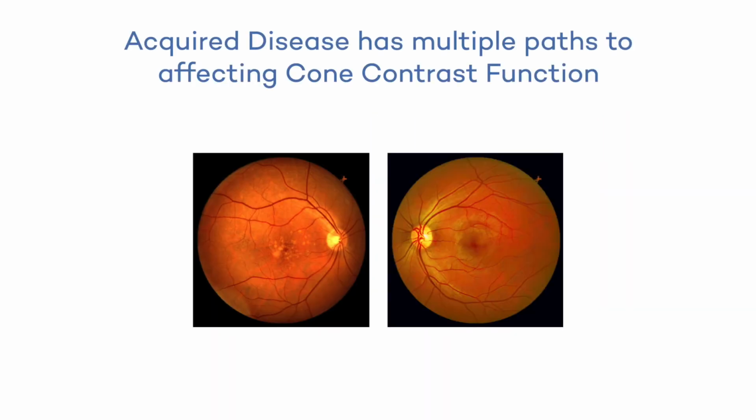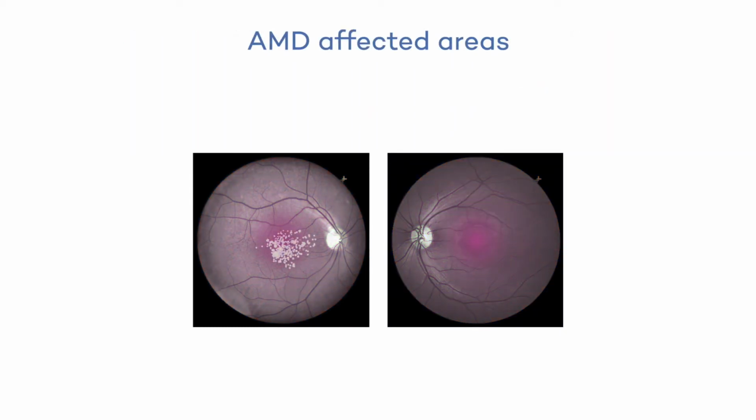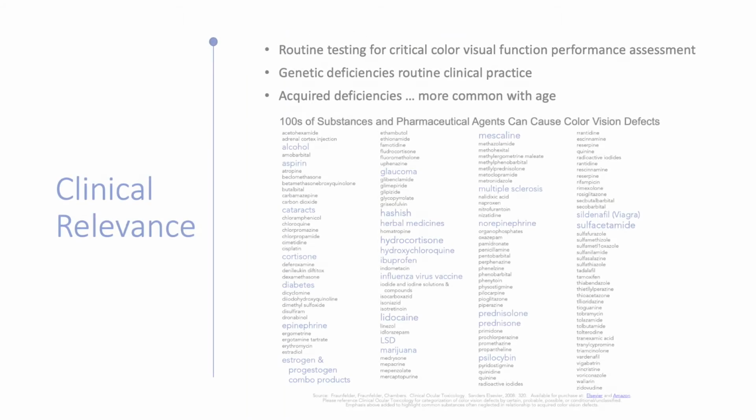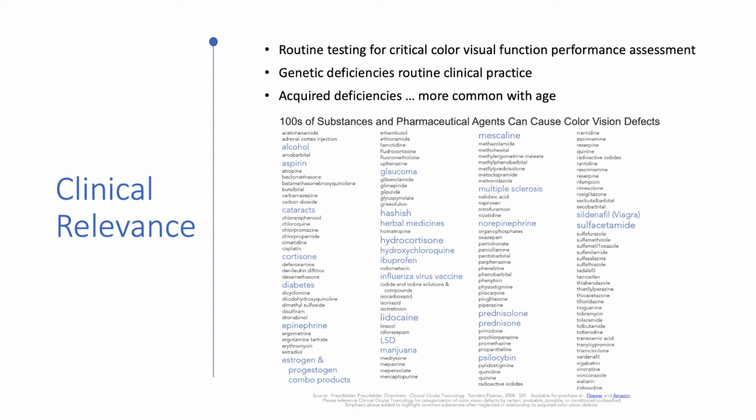This important but often overlooked clinical sign may be caused by retinal, macular, optic nerve, trauma, or neurological disorders, in addition to cataracts and high-risk meds, as well as hundreds of common drugs and substances.